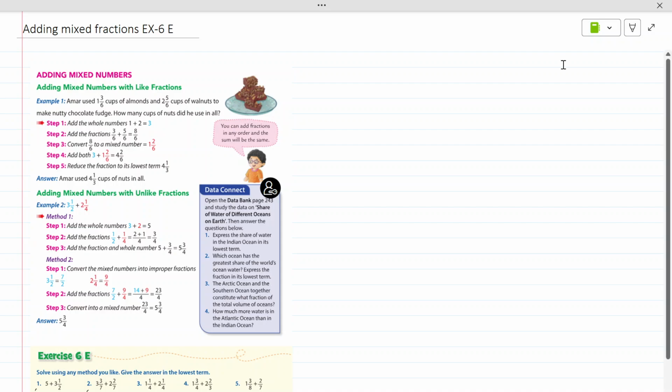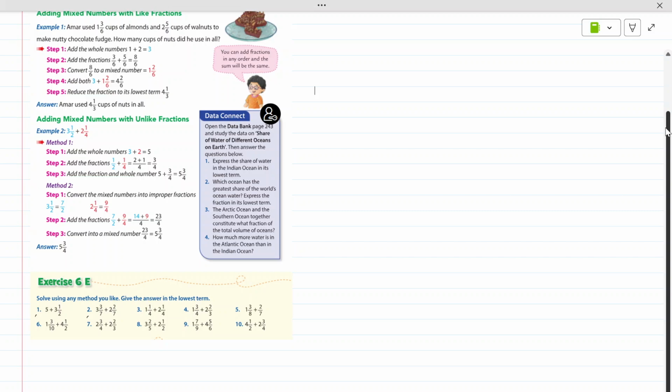Hello kids, in today's class we are going to move ahead in this chapter and we will learn how we have to add the mixed fractions. So till now we have learned how to add the simple fractions and also we know what mixed numbers or mixed fractions are, right? So let us see how we have to add the mixed fractions.